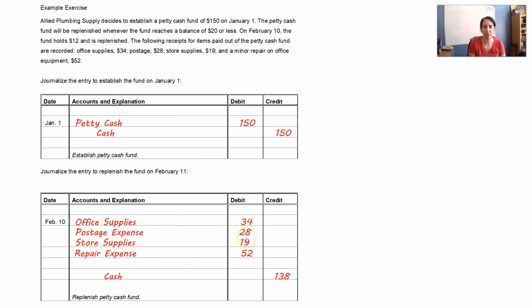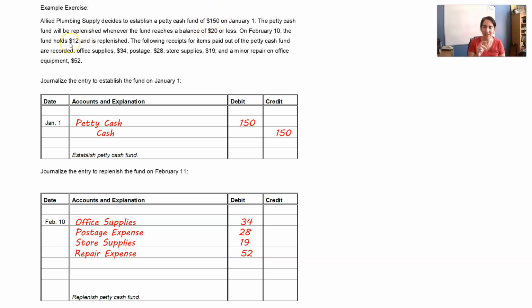So if we added all of these up, hang on, too far. If we added all of these up, 34 and 28 and 19 and 52, you're at $133. Okay, that right there is $133. However, there is $12 left in the box, 12 actual dollars. And it should have $150, right?